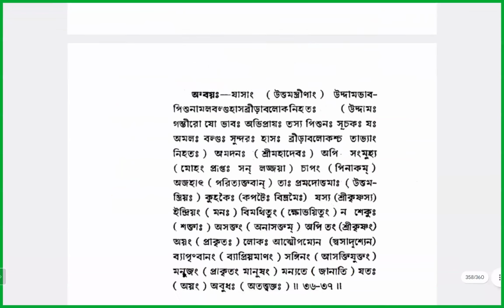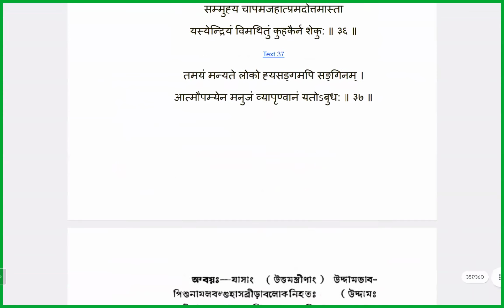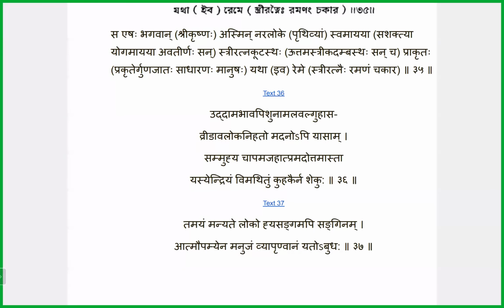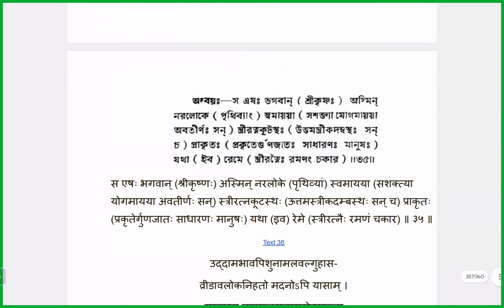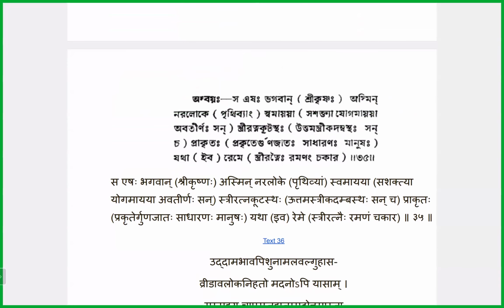Oh, 36 and 7, they are together. Wait, sorry. So this, I didn't understand. Prakrite gunajata. Why is it? So is it as if he's, as if he's a prakrit, I don't understand. Yeah, the next word says yatha, as if. Okay. Thank you. Yeah, if you see prakritah yatha.